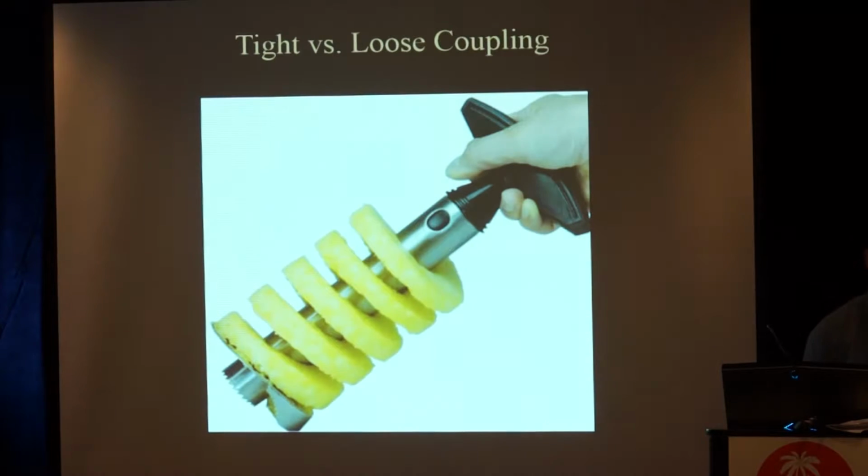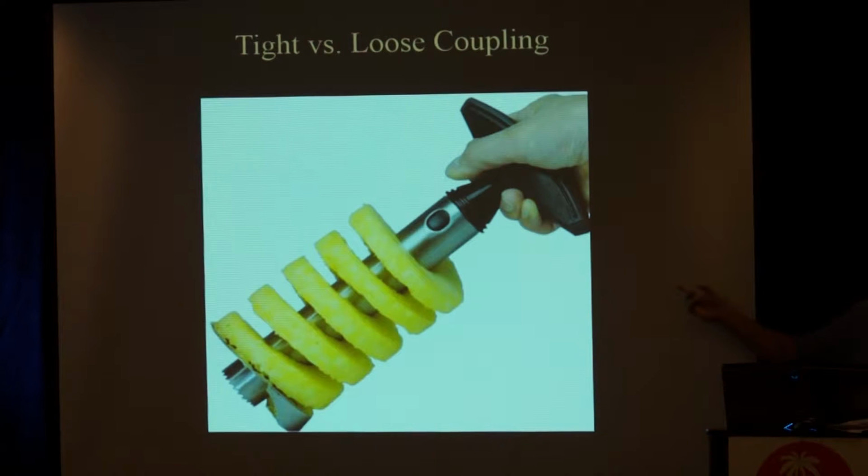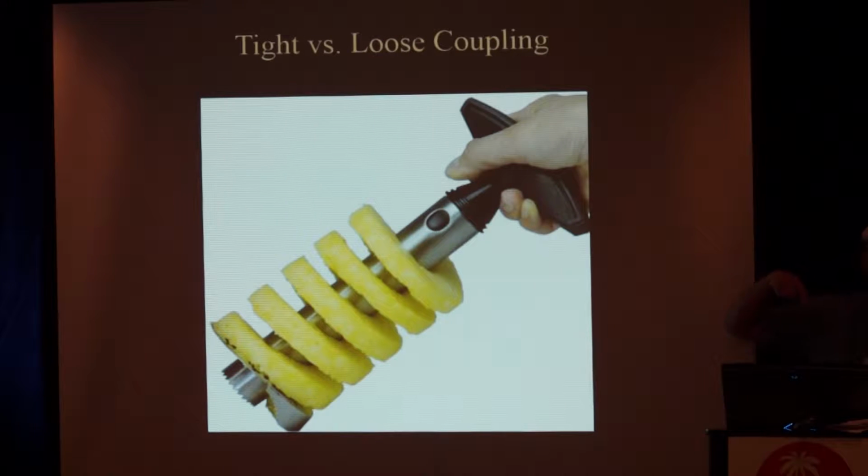This often results in very custom solutions. Anybody know what this is? Just shout out. I guess the pineapple on the core probably gives it away. So this is a specialized tool that you can use to core your pineapple to get it out in spirals. How many other uses does this have? I haven't found one. I mean, I own one, but I don't use it for anything else but that.